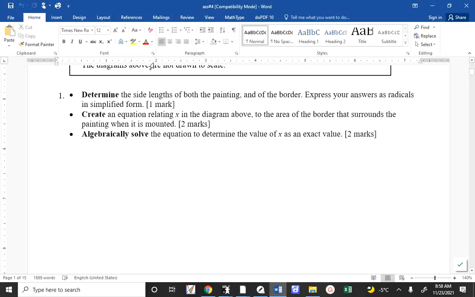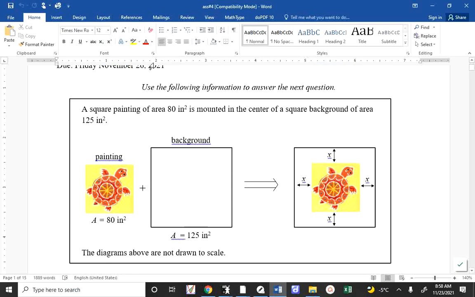Now, the next 2 bullets, which are worth 4 marks, is you have to determine, when this thing is centered, what the width of the border is going to be when you mount that picture on top of the background for framing. And since they're both squares, it will have a uniform border all around. The distance, the width of the border at the top, bottom, left, and right will be equal.